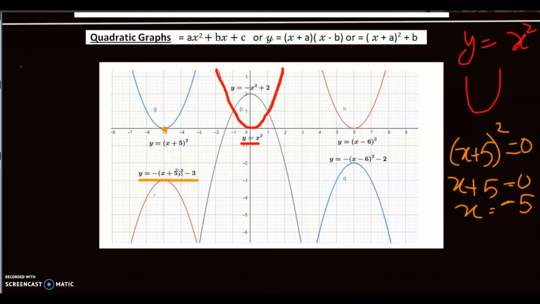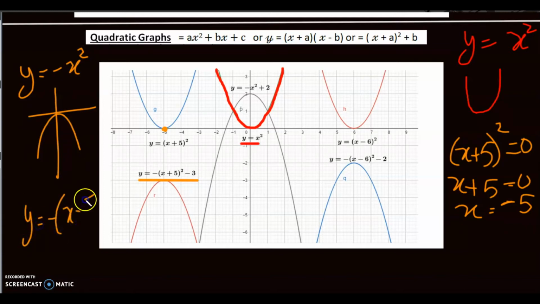So the original graph of y equals minus x square is an inverted graph like this. So the graph of y equals minus x plus 5 whole square is the same graph moving 5 units towards the left. Sorry, it was plus 5, so it will move 5 places to the left. Now there is a minus 3 being added to it. So minus 3 would mean that now we bring this graph 3 units down.